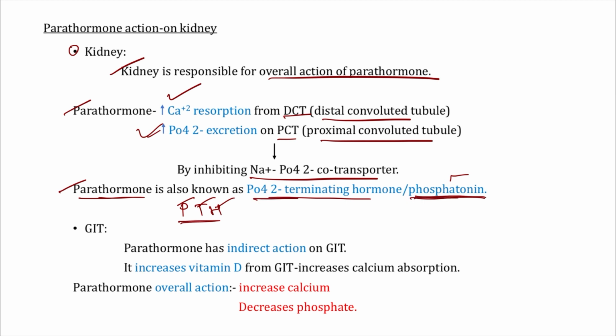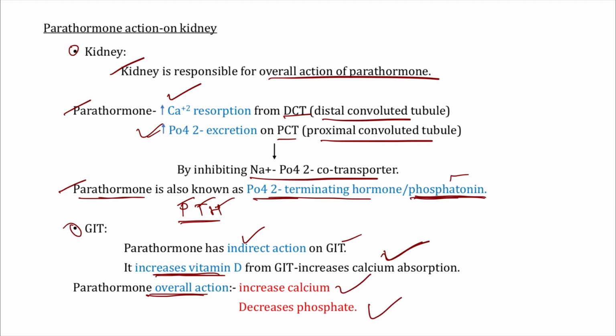Very important. Now the last organ is our GIT, gastrointestinal tract. In GIT, parathormone has indirect actions. How, sir? In GIT, parathormone increases vitamin D. This is the only hormone in GIT which can increase calcium absorption. So by increasing vitamin D, parathormone increases calcium absorption. Very important. Now sir, the overall action of parathormone is increase in calcium and decrease in phosphate.